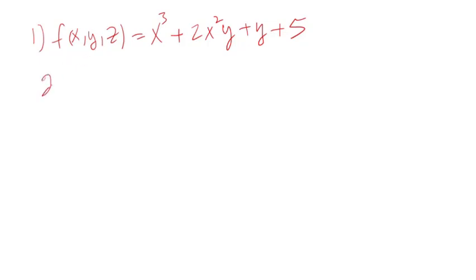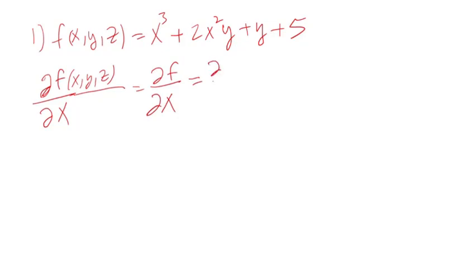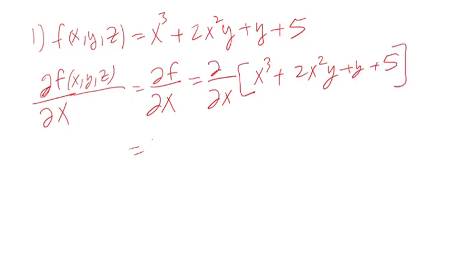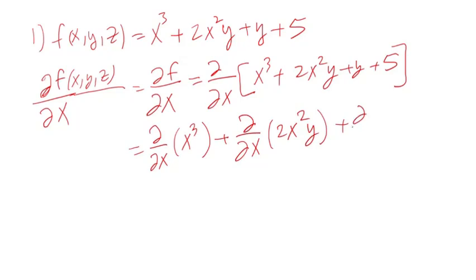For this example, let's differentiate f. So this operator del just means partial with respect to x, and you can write f of x, y, z if you want. Sometimes it's simpler to write just del f over del x. So del x, f is x cubed plus 2 times x squared times y plus y plus 5. Then I can apply this derivative to each term of the function. So that means the derivative of x cubed with respect to x plus the partial derivative of 2 times x squared times y plus the derivative of y with respect to x plus the derivative of 5.